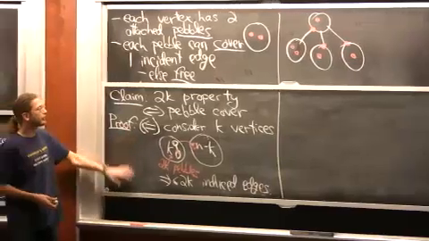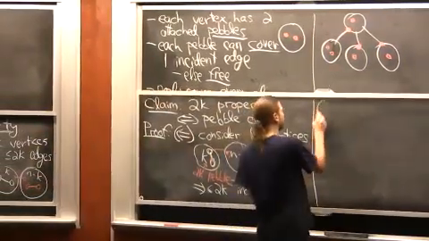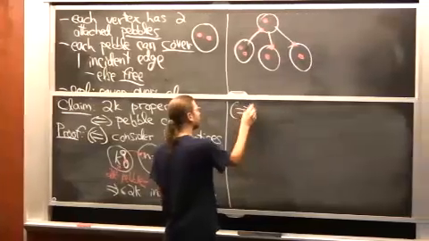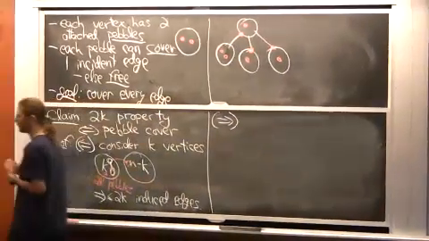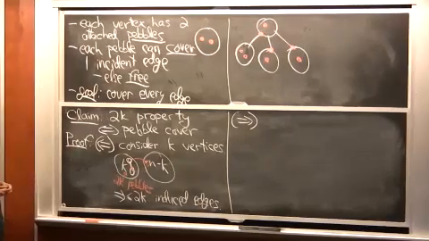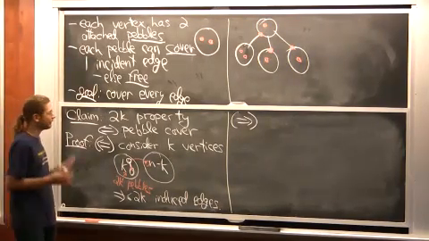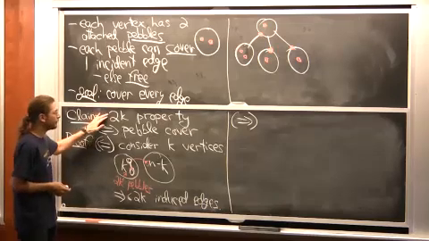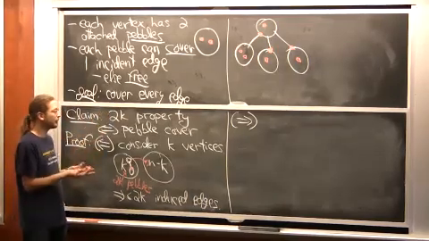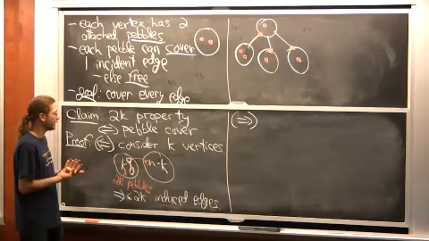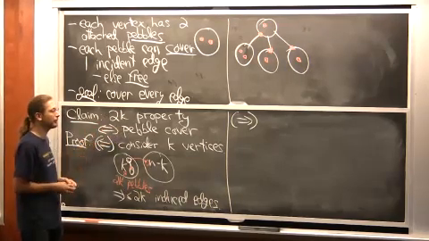This doesn't really exploit very much about pebbles. The other direction is a little more interesting. Why should these pebble covers exist? Because they seem pretty constrained. Pebbles can't move very far. It's not really clearly the same, but it is. So if we have the 2K property, so now we know that every subgraph of K vertices induces at most 2K edges. Now we want to prove that a pebble cover exists.